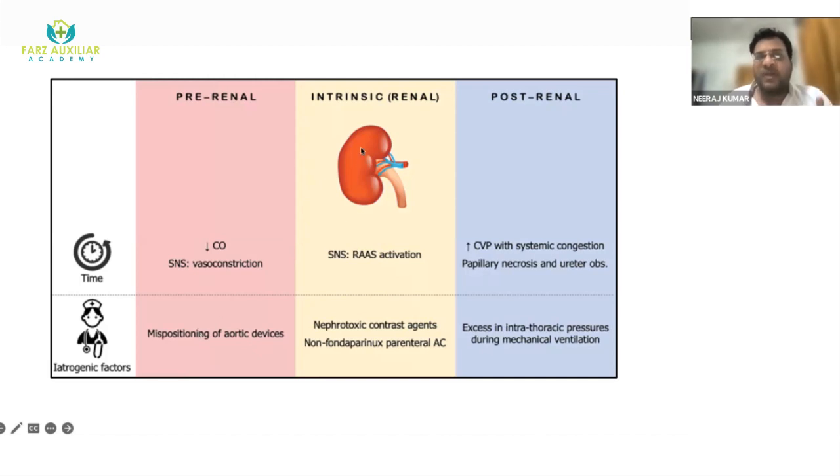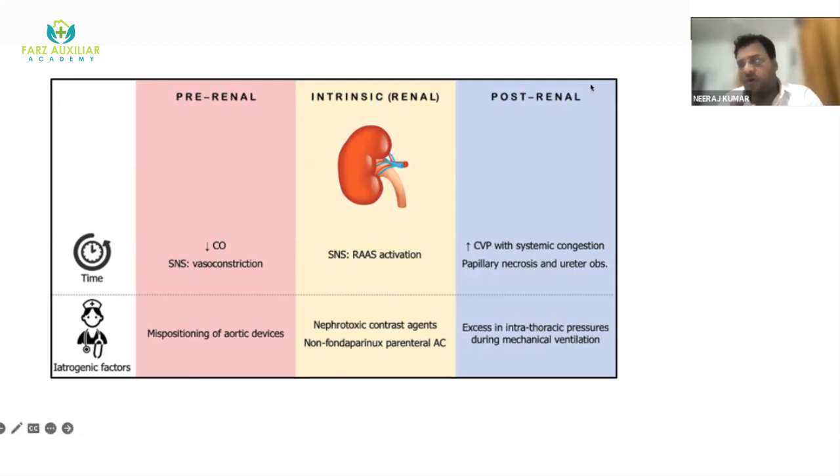But what would be the cause for intrinsic renal failure or acute tubular necrosis? Here the cause is RAS activation. Nephrotoxic contrast agents or a non-fondaparinux parenteral anticoagulant may be a cause, and various nephrotoxic drugs are responsible for interstitial nephritis, acute tubular necrosis, or intrinsic renal failure, because the pathophysiology is RAS activation.